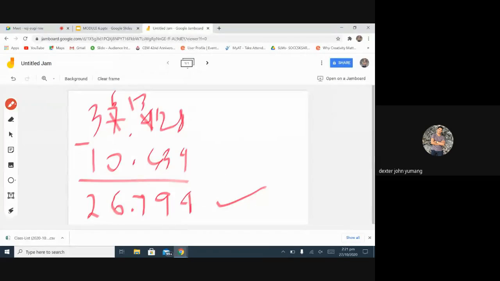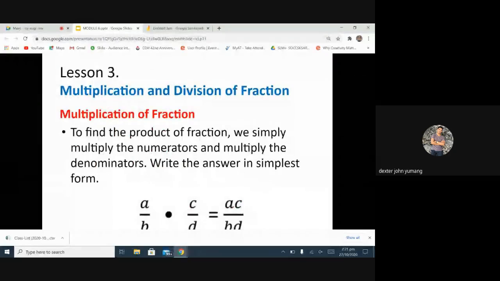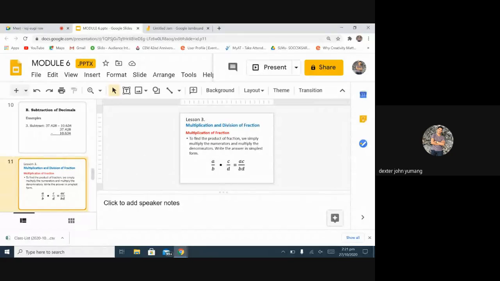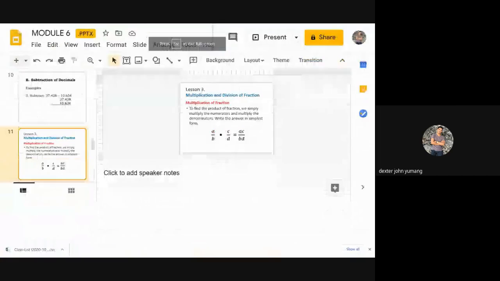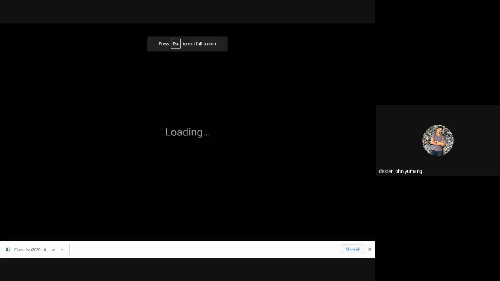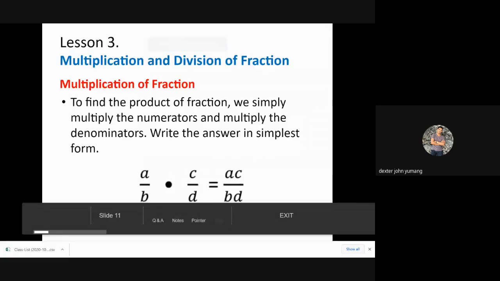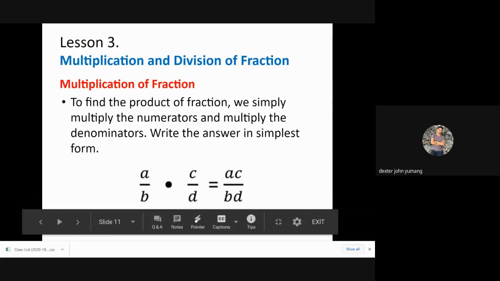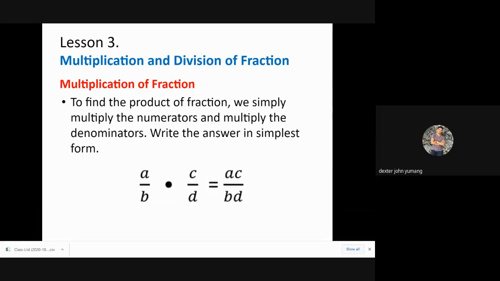Next. The next one is multiplication and division of fraction. So, lesson number 3 na po tayo. Mabilisan lang po natin tatapusin ang module 6 para tomorrow, kasi module na ang gagamitin nyo, hindi na kayo magtatanong pa kung paano gagawin. So, tapusin natin yung lesson 1, 2, 3, and 4. So, lesson number 3, multiplication and division of fraction. Ngayon, mag-multiply and mag-divide naman daw ng fraction. How do we do that one?